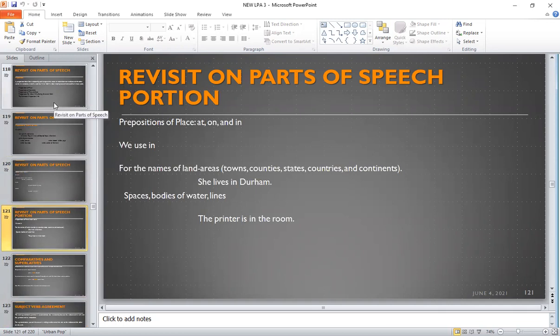Then we use in. We use in for the names of land areas, towns, counties, states, countries, and continents. She lives in Durham. Also spaces, bodies of water, and lines. The printer is in the room. I know this is a simple one. However, me personally, I still sometimes use the incorrect prepositions, but again through practice, you'd be able to use the correct one. It's something that we miss all the time.